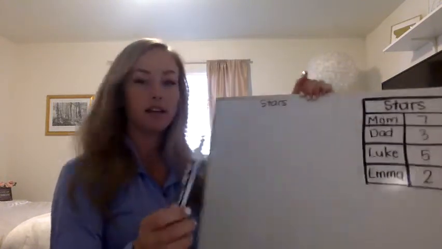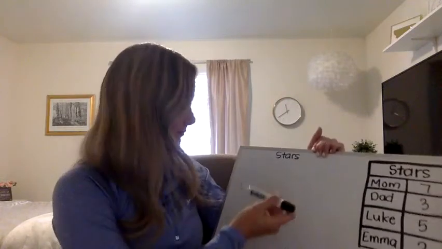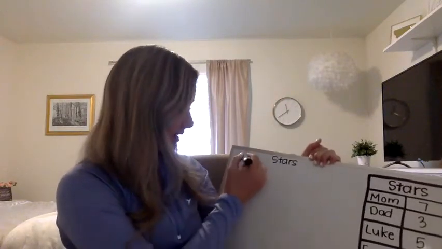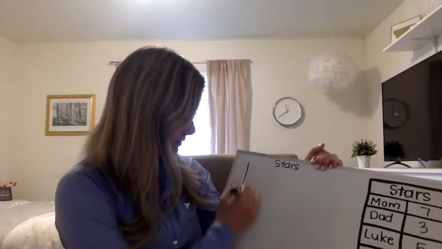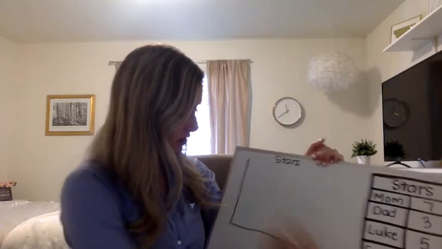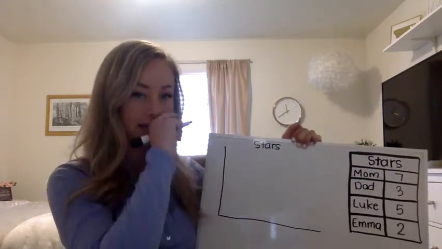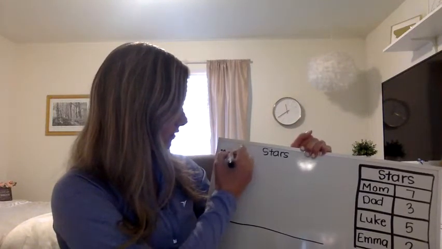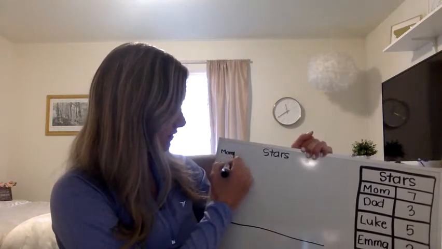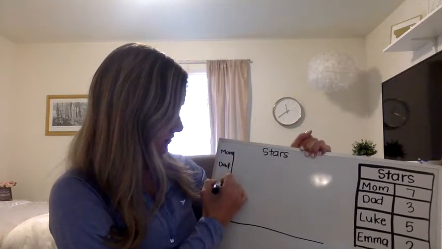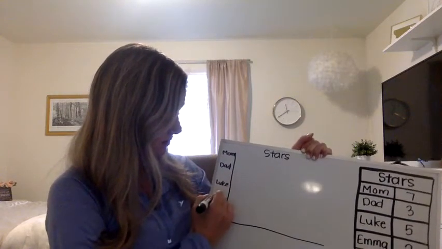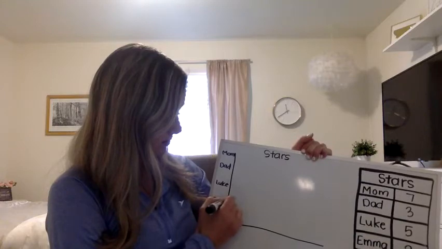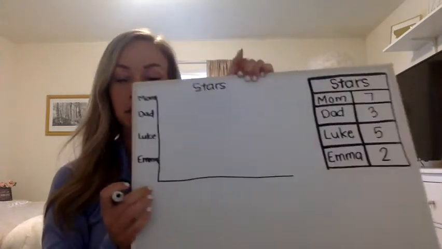I'm going to keep our title. But then on this side, we're going to write the names, okay? So we have Mom, Dad, Luke, Emma. And down here, what are we missing?